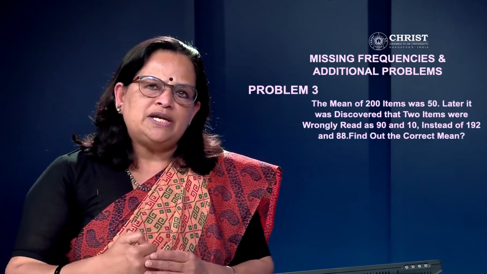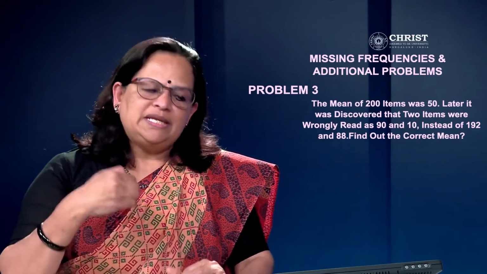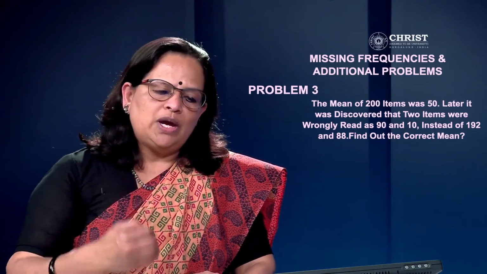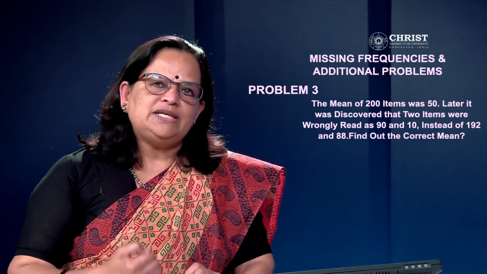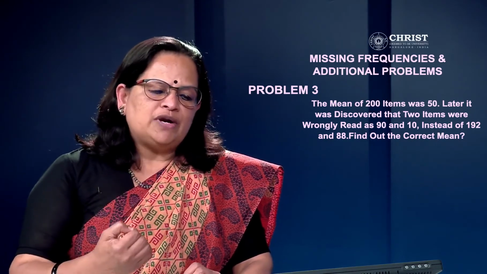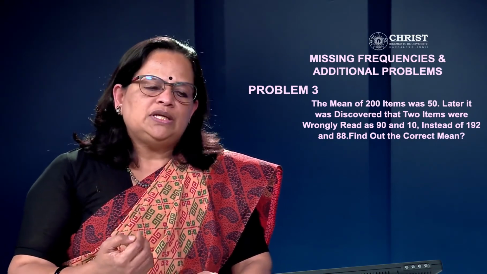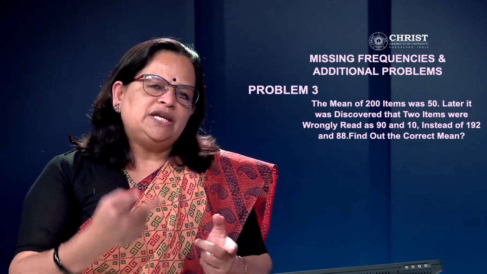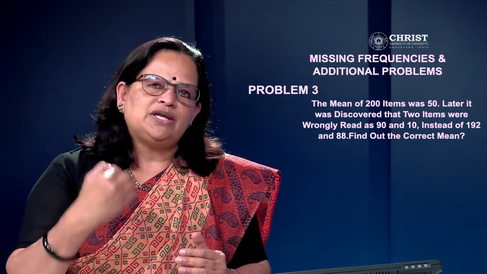Now one more problem we are doing. The mean of 200 items was 50. Later it was discovered that 2 items were wrongly read as 90 and 10 instead of 192 and 88. So two wrong values were entered instead of the correct values. Find out the correct mean.